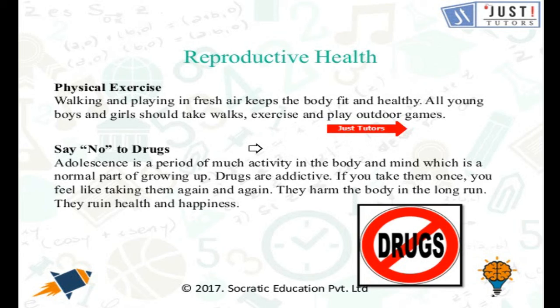The fourth most important factor for reproductive health is saying no to drugs. Adolescence is a period of much activity in the body and mind, which is a normal part of growing up. Drugs are addictive. If you take them once, you feel like taking them again and again. They harm the body in the long run. They ruin health and happiness. So, saying no to drugs is most important for a fit and healthy life.